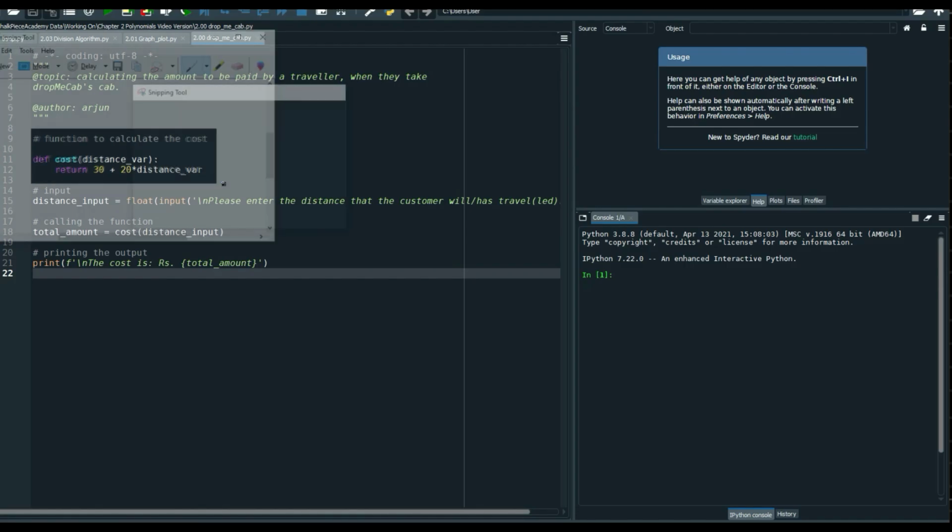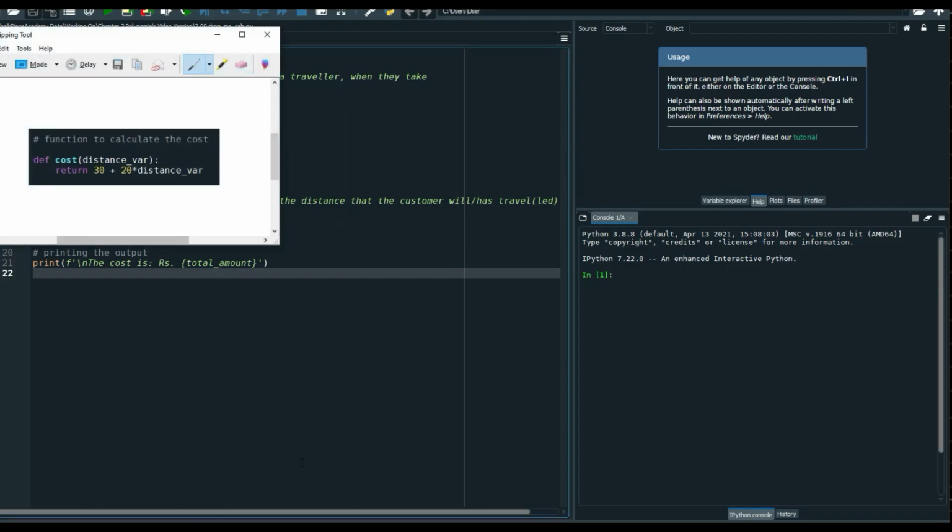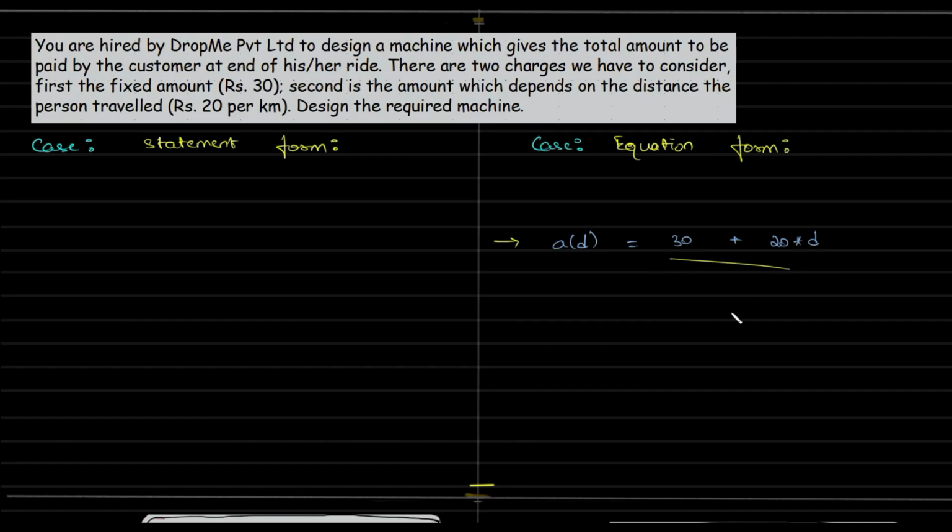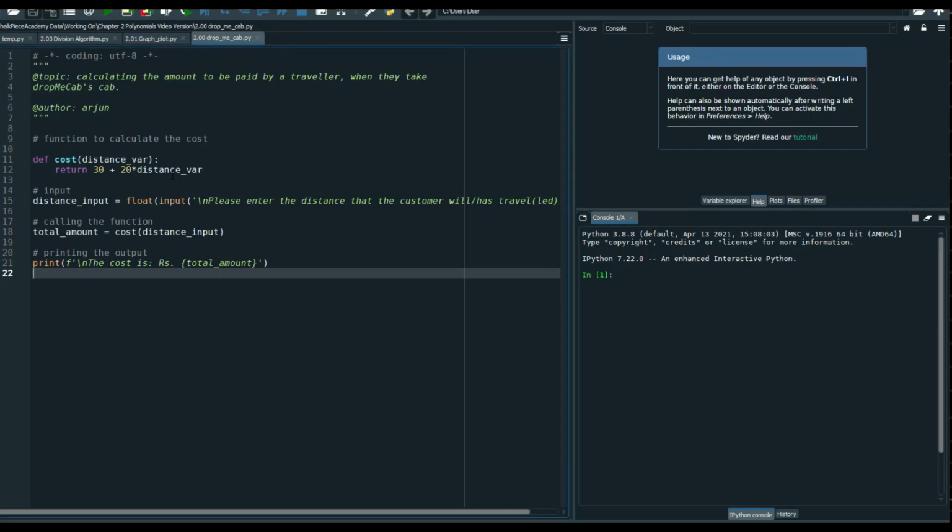So this is the function which calculates the cost. So we are looking at the cost function, wherein it will be adding 30 to a product of 20 and the distance being traveled. Okay, so that's the basic idea, and that's the equation we got, right? This is the equation, and I have written this in a coded format, right? So let's execute this.